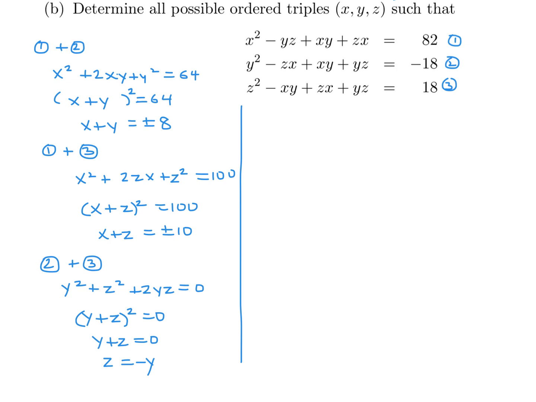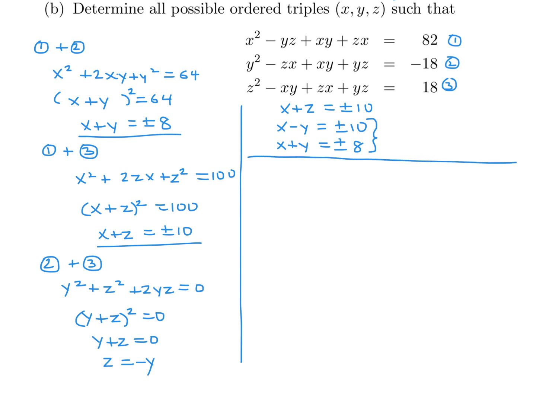So let's see here. Where do we go from here? Well, if x plus z is plus or minus 10, then since z is equal to minus y, we can put that in. x minus y is plus or minus 10, and I have x plus y is equal to plus or minus 8. These two equations will allow me to solve for x and y since I've got two equations, two variables. So here we go.